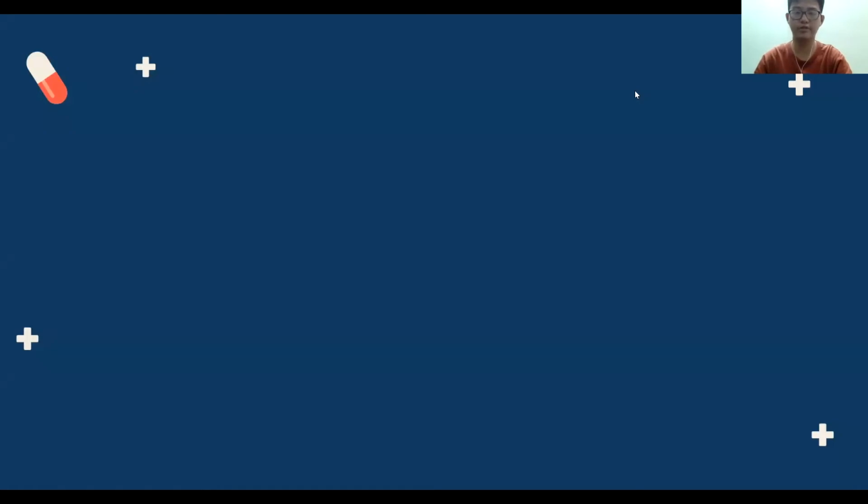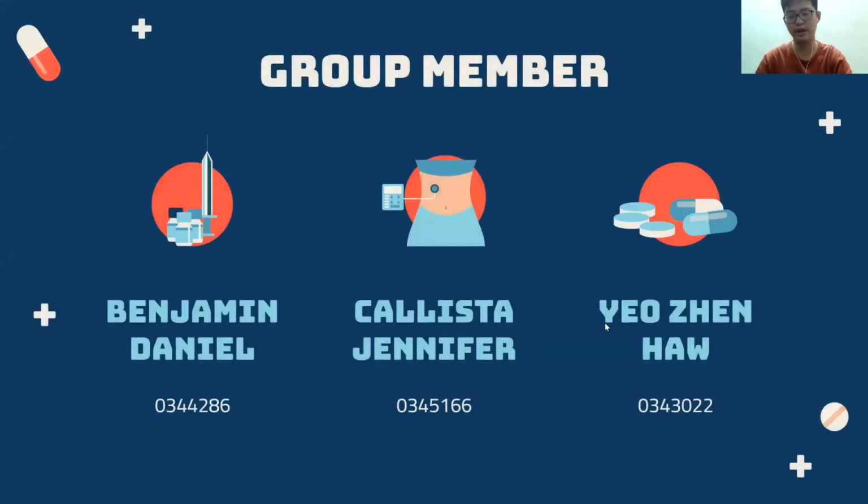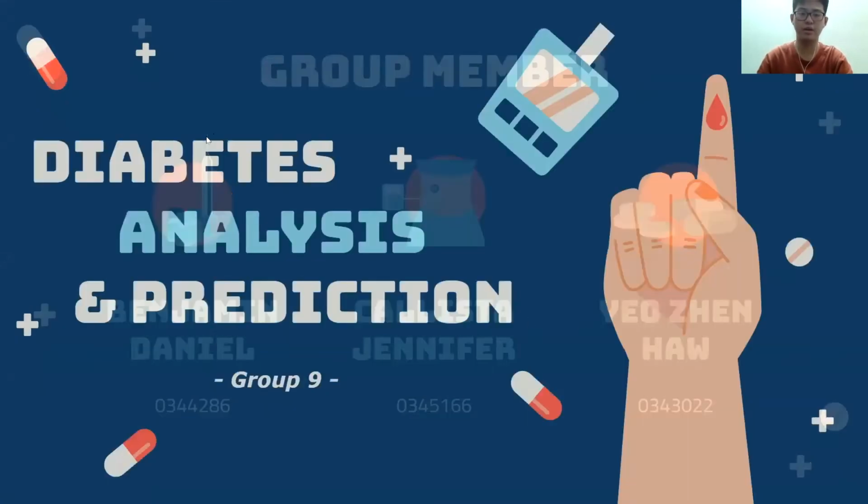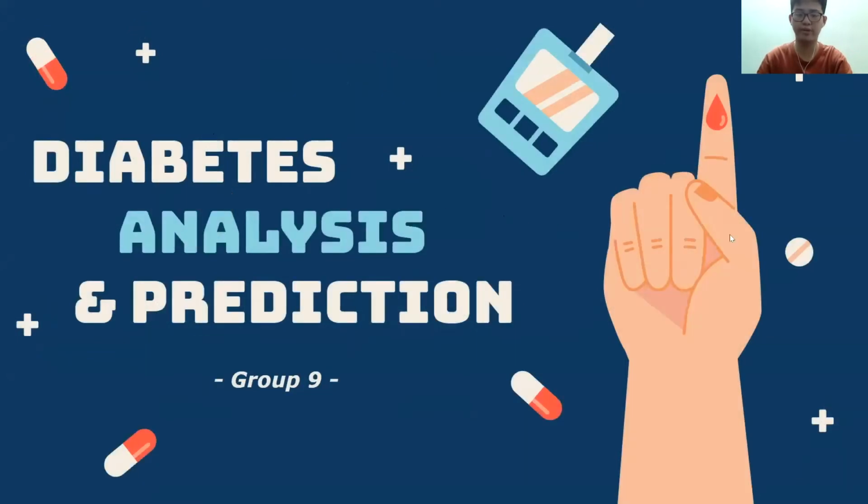This is Zhen from Group 9, and our members are Benjamin, Callista, and Thai. And today, we Group 9 are going to present about diabetes analysis and prediction.